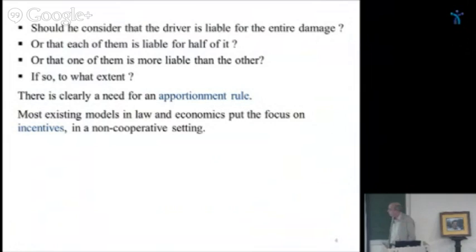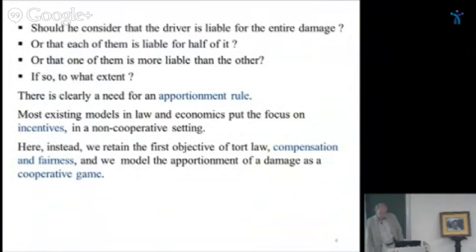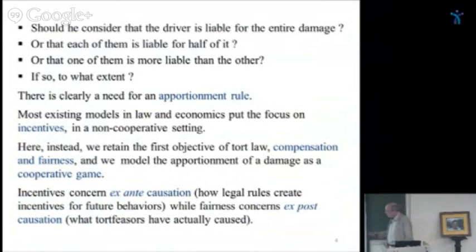Most existing models, indeed, in law and economics, put the focus on incentives, and this is in a non-cooperative setting. So there are many papers that deal with such a problem in a non-cooperative setting. Here, instead, we focus on compensation and fairness from a cooperative point of view, and so we model the apportionment problem as a cooperative game. Incentives are about ex ante causation; they create incentives for future behaviors, while here we are in an ex post position. The tort has been caused.